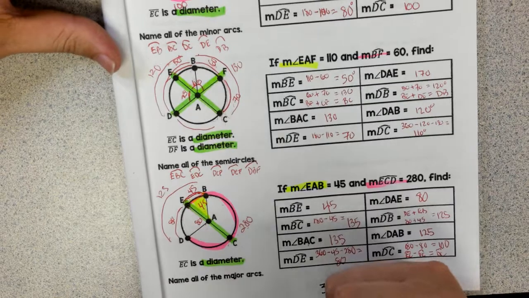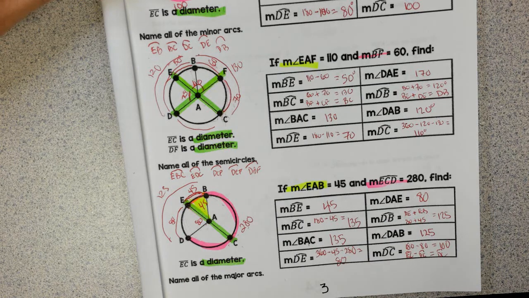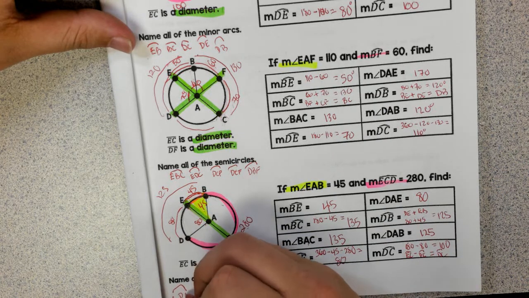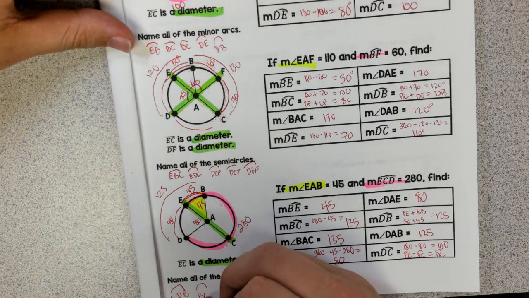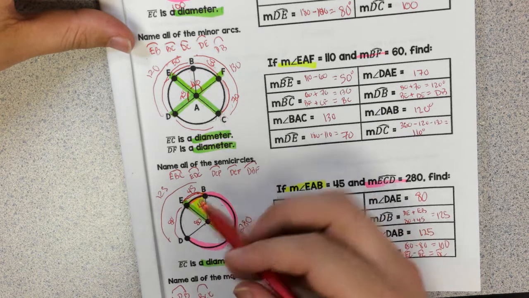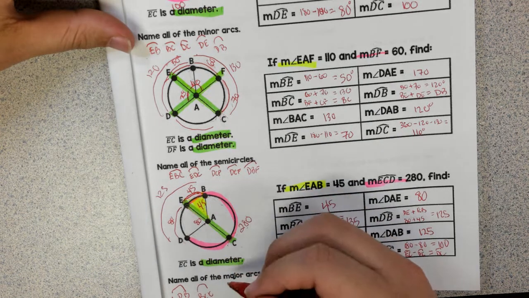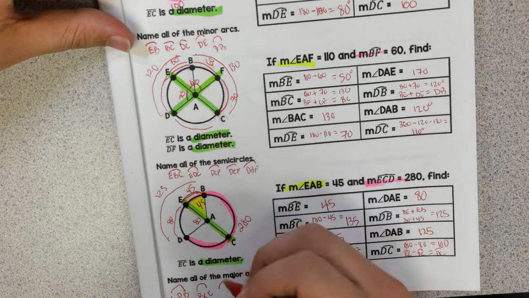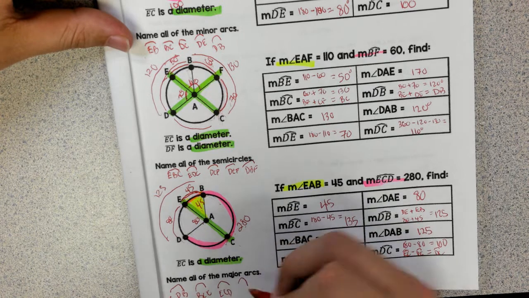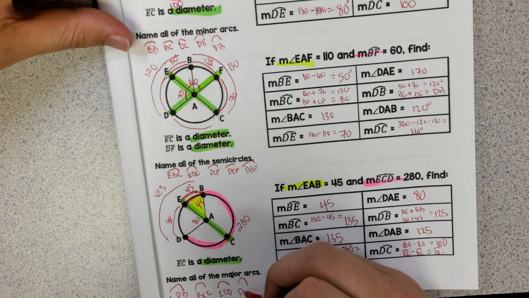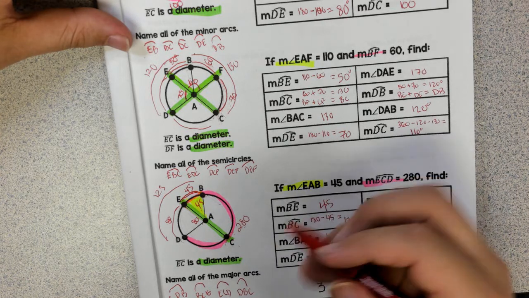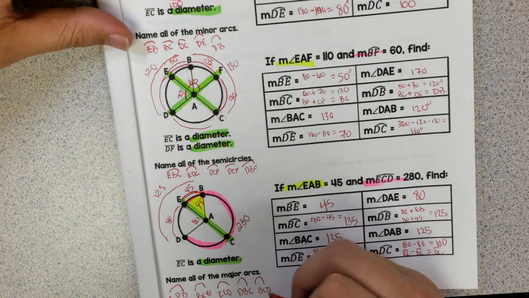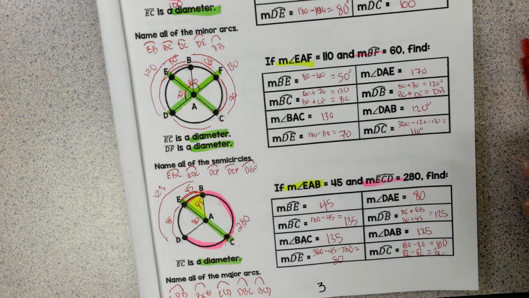Now down here for our major arcs, we're going to have the following major arcs. So remember, major arcs are greater than 180. So we have arc CDB, arc BCE, arc ECD, and arc DBC, and arc BCD. Okay, these are all of the major arcs.